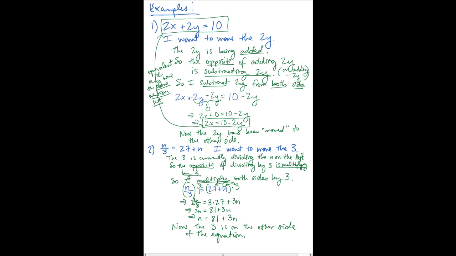Again, what we've really done is we've taken the original equation, n over 3 equals 27 plus n, and we've replaced it with an equivalent equation, n equals 81 plus 3n. And they're equivalent because they have the same solution set.